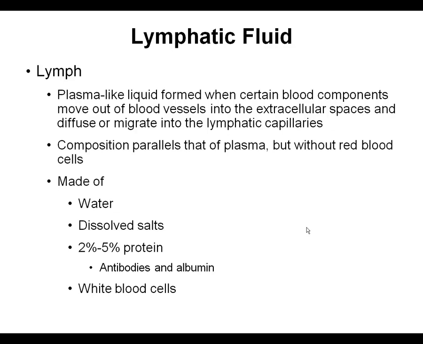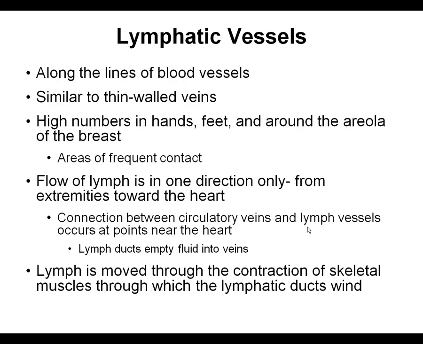This is made up of mostly water. It is going to have a number of dissolved salts, a small amount of protein like antibodies and albumin, and then a lot of white blood cells. This is going to parallel plasma to a great extent without the red blood cells in it. You have the lymphatic vessels, which are going to be like your arteries and your veins.